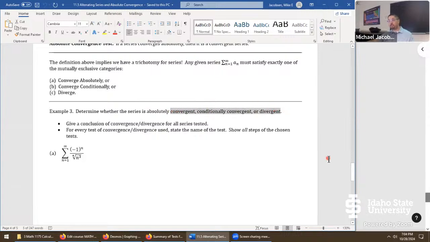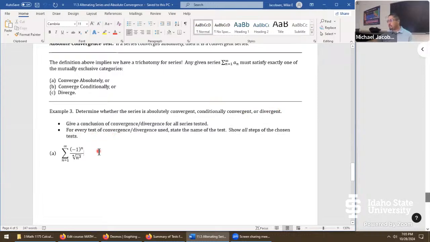Watch out for these kinds of instructions, because it always says this is a longer problem than we might have expected. If this was an exam problem, it would probably be the last one on the paper, and you'd have lots of extra space to put down your thoughts. They'll say, give a conclusion of divergence for all series tested. We're going to deal with more than one series. And for every test of convergence or divergence, we have to state the name and show all steps. Really the same stuff we've been harping on before.